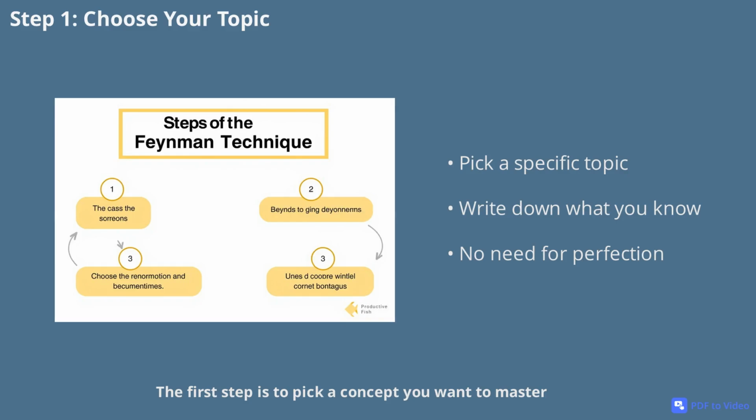First step is to pick a concept you want to master. It could be anything: a tricky math formula, a historical event, or a scientific principle. Write down everything you know about it on a blank page or in a notebook. This brain dump helps you see what you already understand and where you might need more clarity. Don't worry about making it perfect, just get your thoughts out. This step sets the foundation for deeper learning by making your current knowledge visible and ready for improvement.